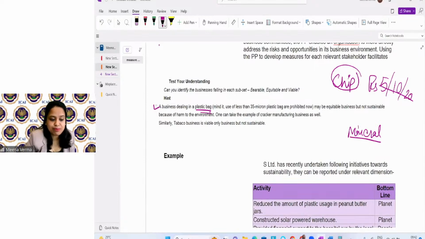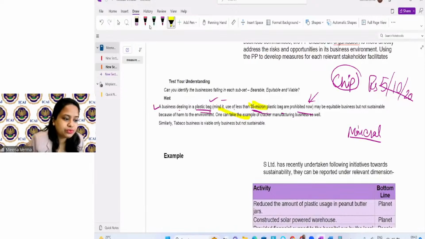Yes, environment damage. So for a business dealing with plastic bags, the use of plastic bags of less than 35 micron is now prohibited in our country. Why is it prohibited? Maybe it is not biodegradable. For that reason, a plastic bag having less than 35 micron thickness is prohibited. Not biodegradable. Okay. Maybe an equitable business, but not sustainable because of harm to the environment.